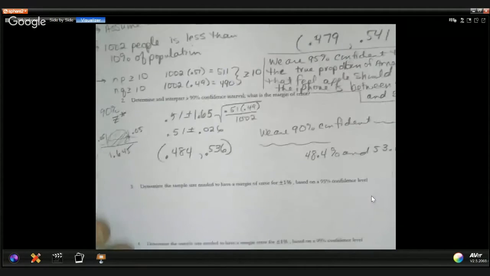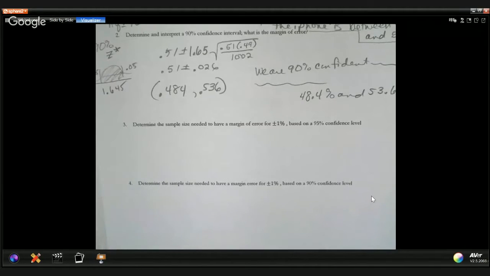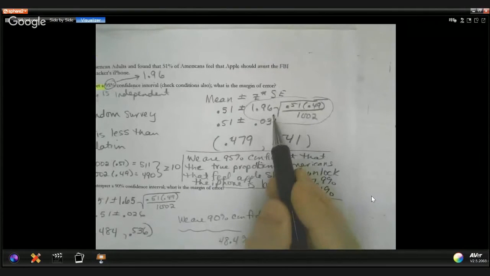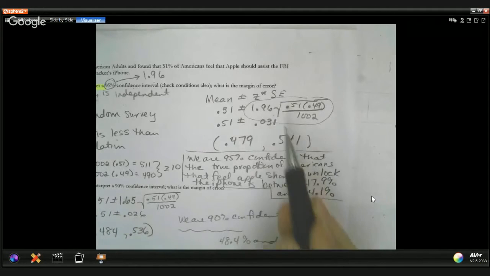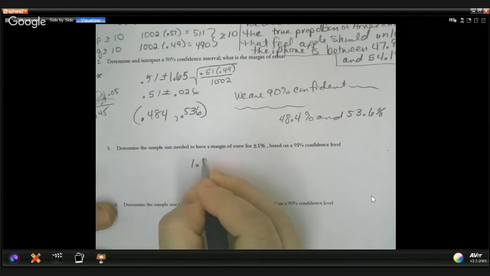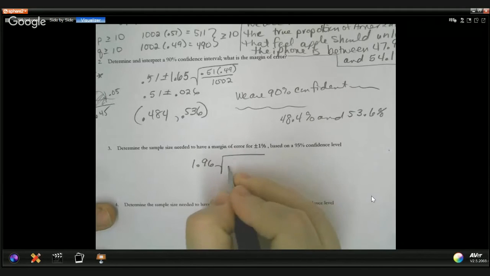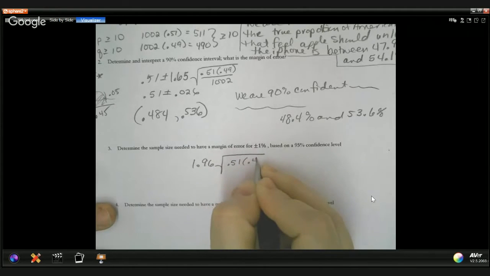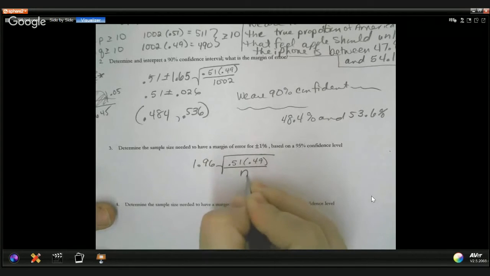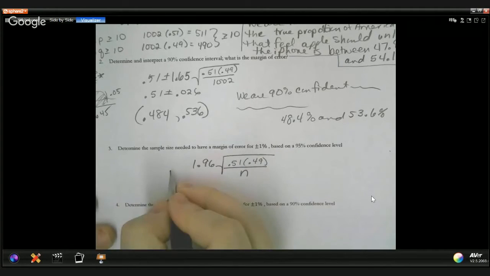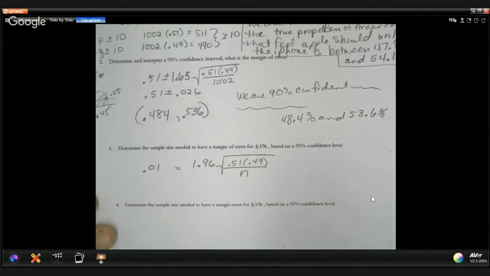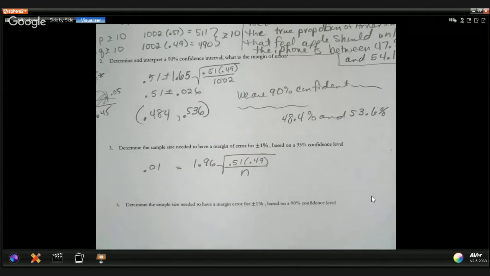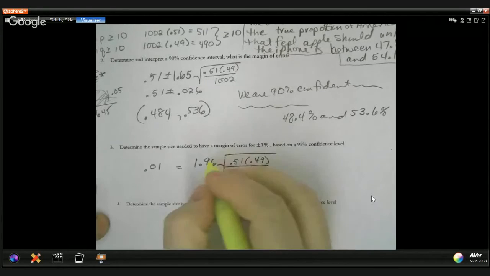All right, so what we're going to do now is determine some sample size. So for number 3, determine the sample size needed to find a margin of error of 0.01 based on 95% confidence. Well, 95% confidence is right up here, okay? So I know it's going to be 1.96 times the square root of 0.51 times 0.49, but here's the difference. I don't know the n. But I am supposed to get a margin of error of 0.01. So I'm going to start off by just multiplying this top part in the calculator.